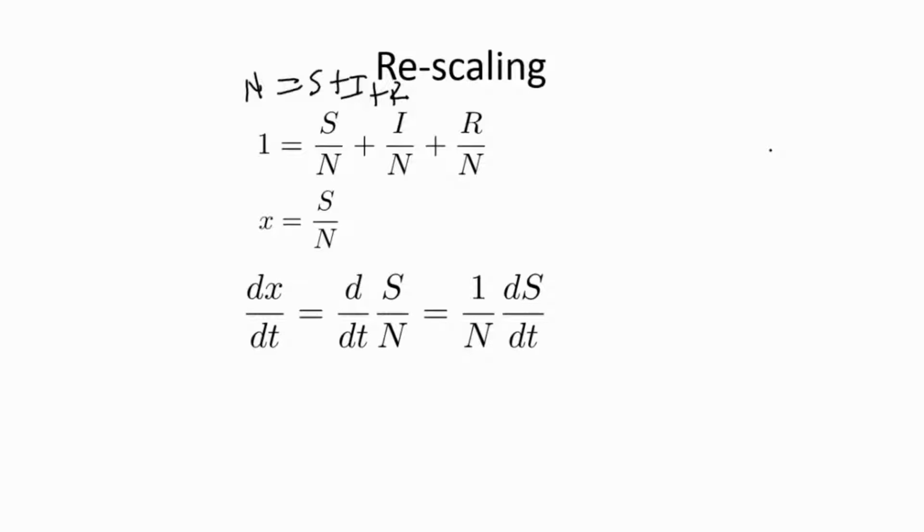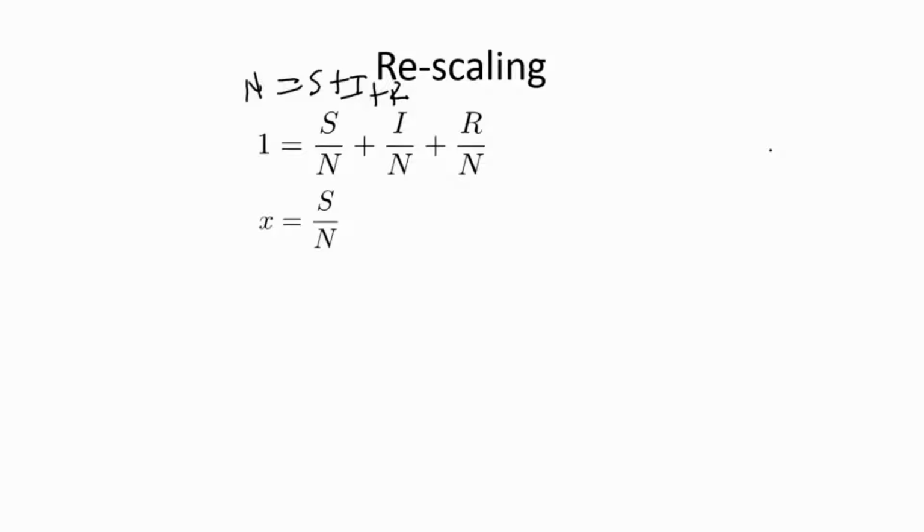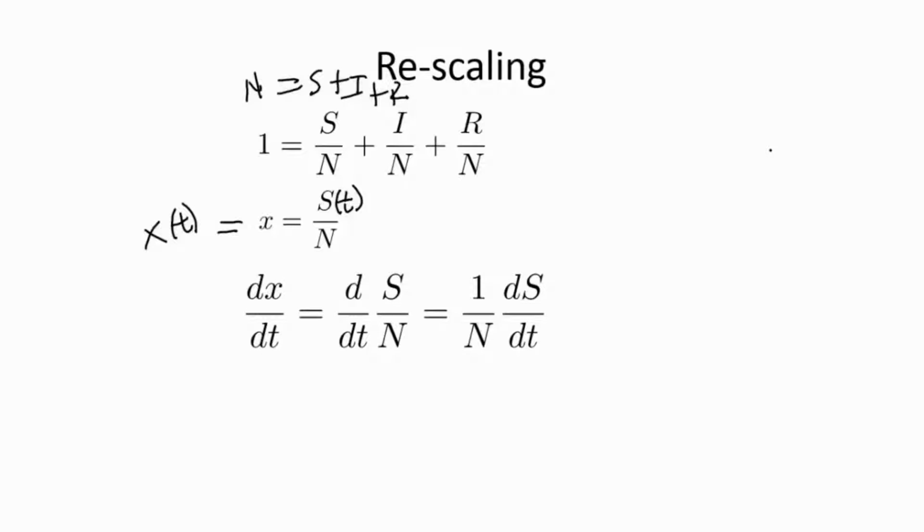So now remember, S is a function of time, n is constant, and because S is a function of time and you're dividing by a constant, what you're saying here is that this is x of t. x of t is S of t divided by n. So if you are interested in taking the derivative of x, then that means that you're taking the derivative of S of t divided by n. n is a constant, and this becomes the derivative of S with respect to t multiplied by the constant 1 over n.